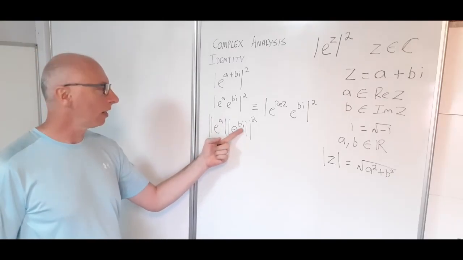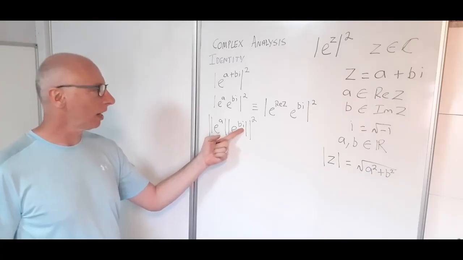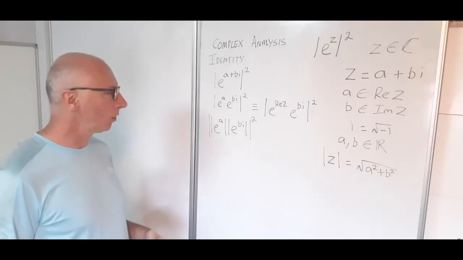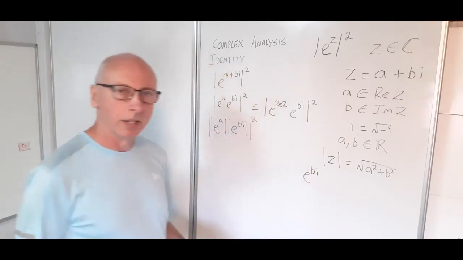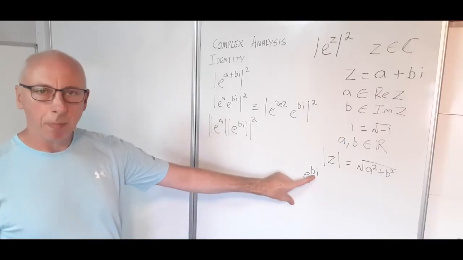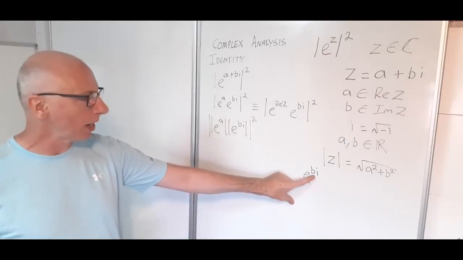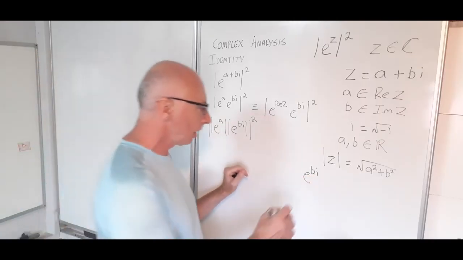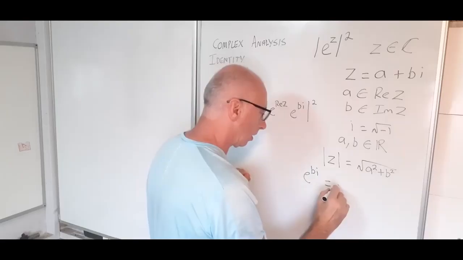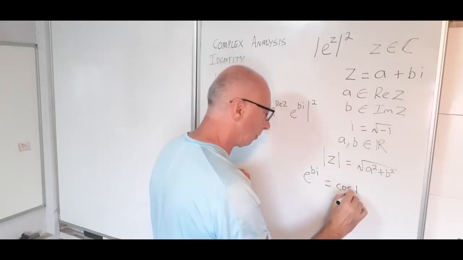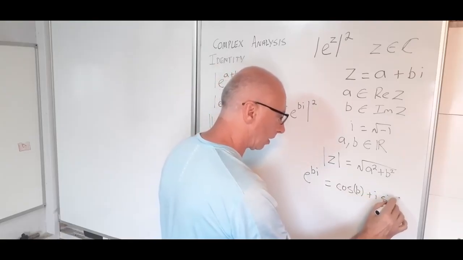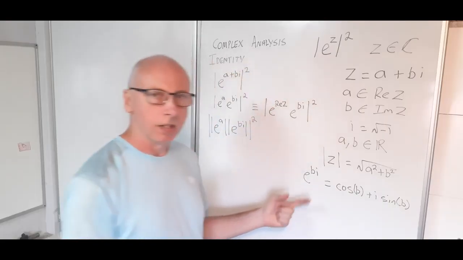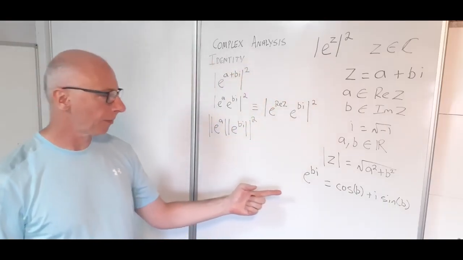For e to the bi, I've got this complex constant here, i. Now what I can do is use Euler's famous formula. So e to the bi, by, excuse the pun there, the b would then break down into cosine of b plus i sine of b. So that would be using Euler's formula.